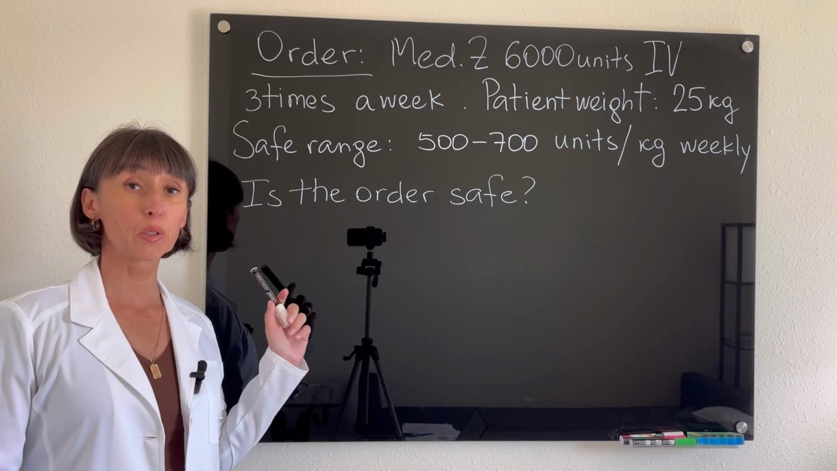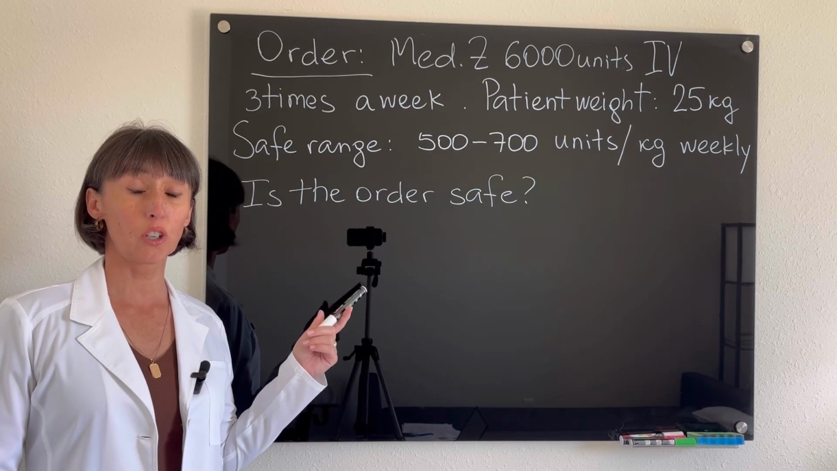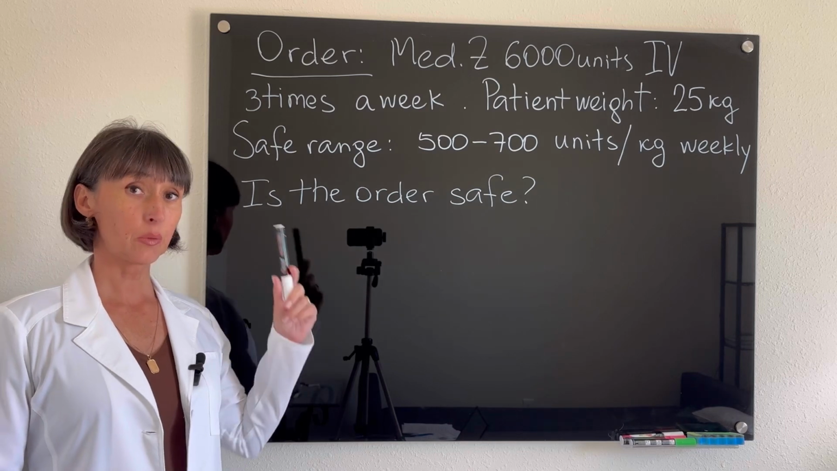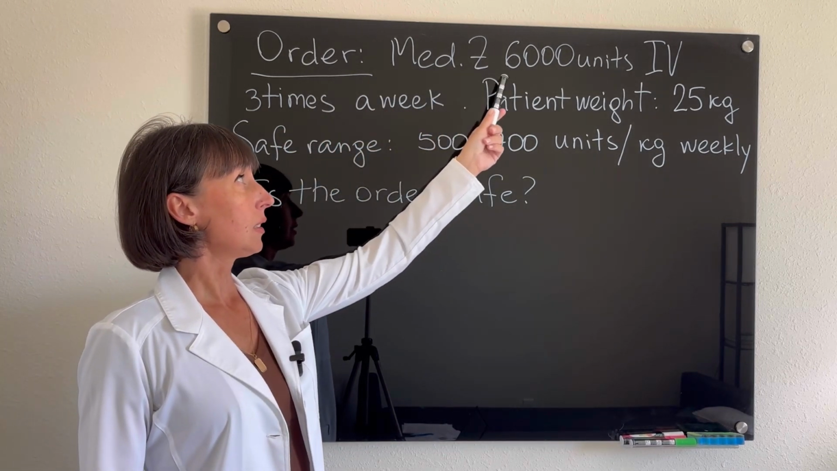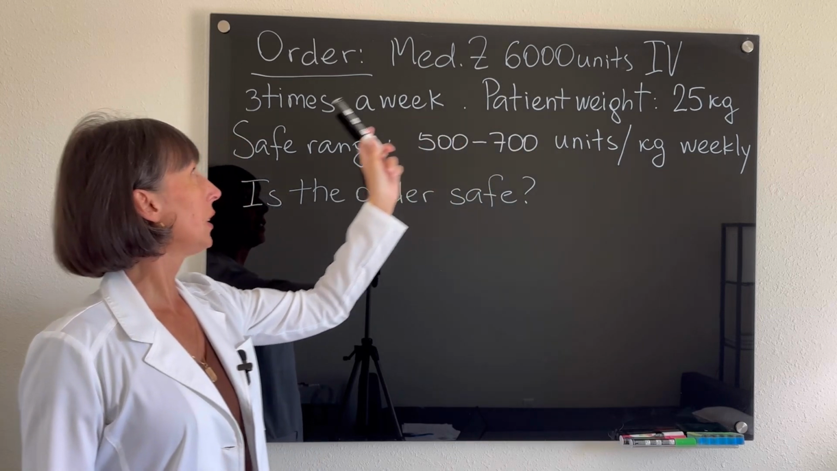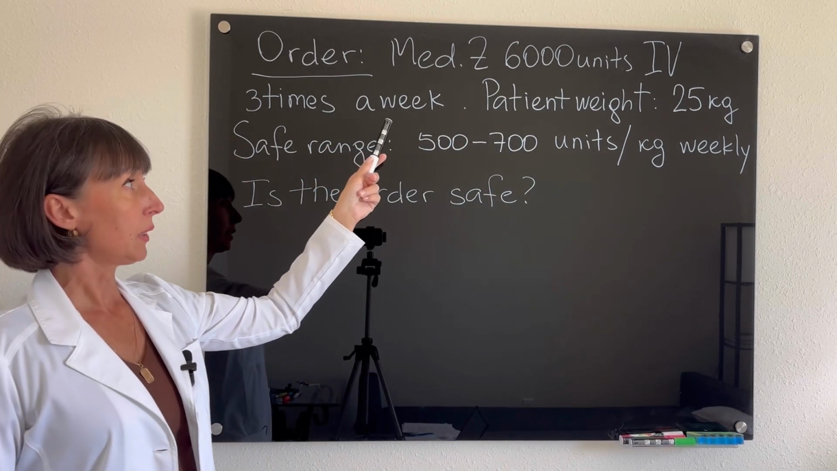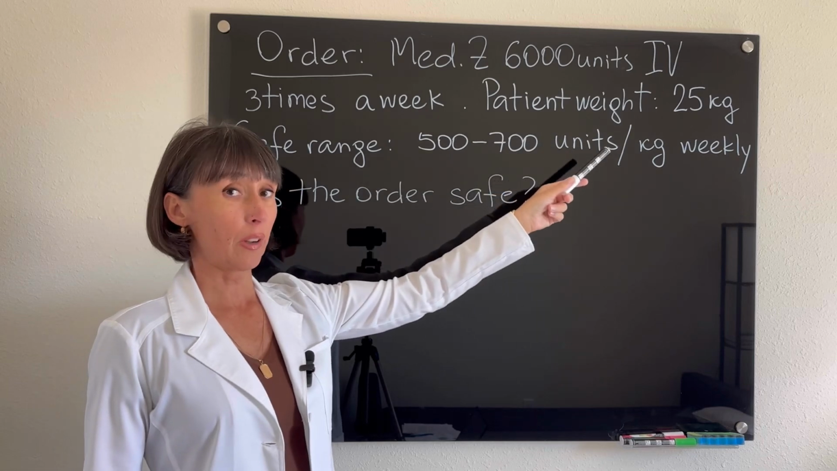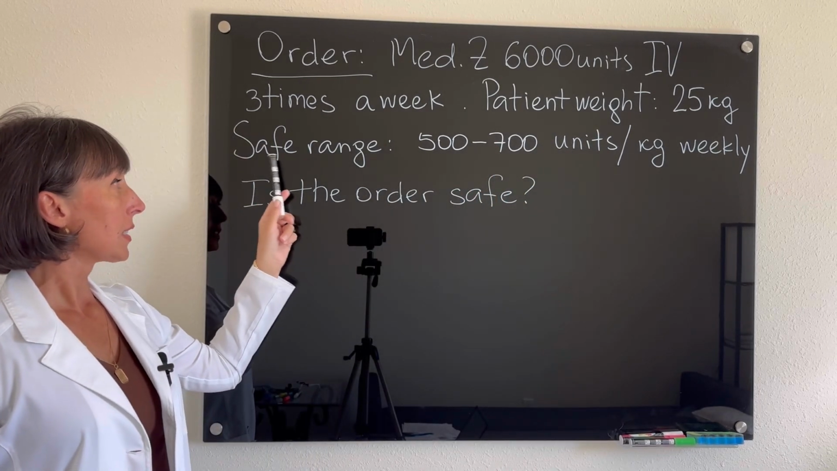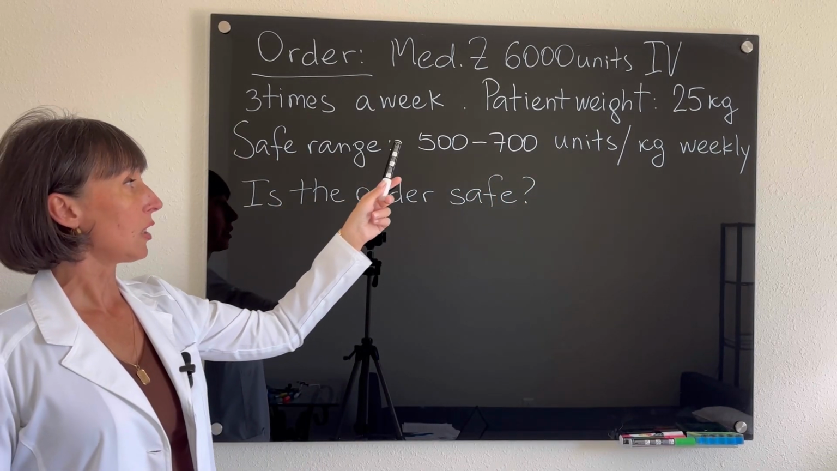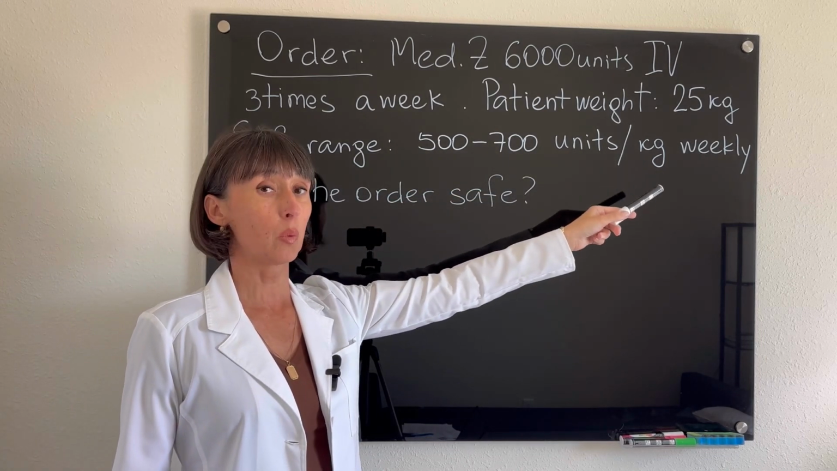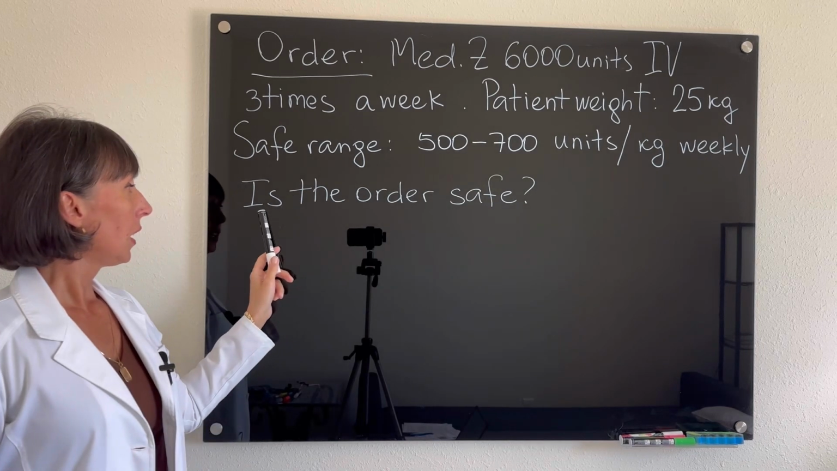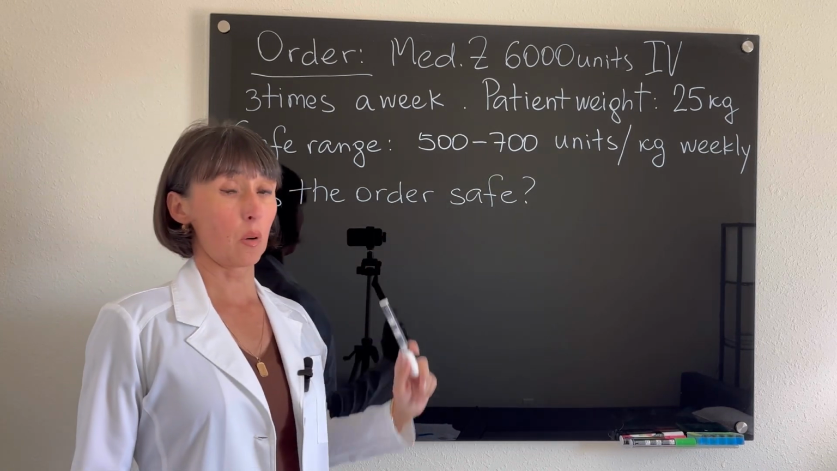In this video, we'll solve several pediatric dosage calculation problems. Let's start with this simple one. The order is to administer medication Z 6,000 units IV 3 times a week. Patient weighs 25 kilograms. Safe range given for this medication, 500 to 700 units per kilogram weekly. Is the order safe? That's our question.